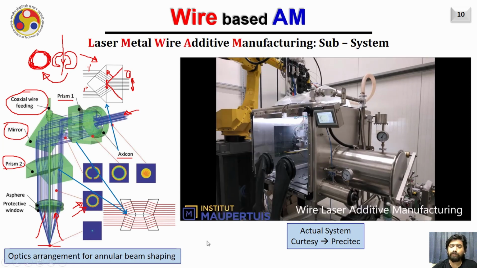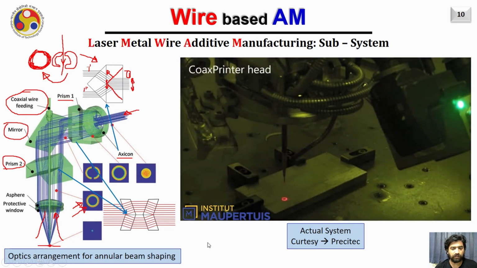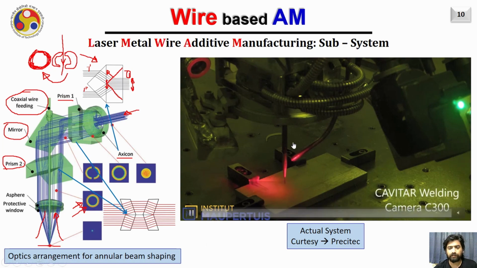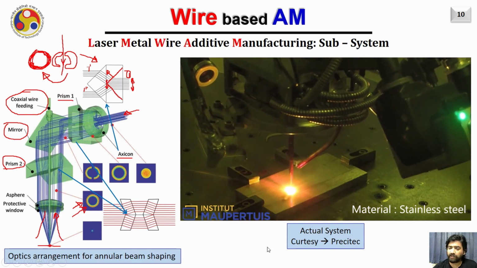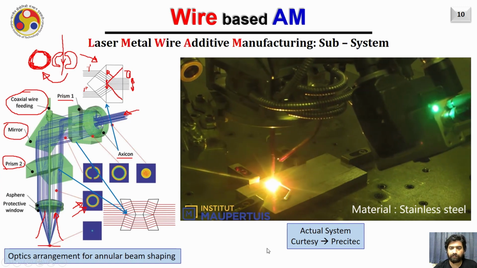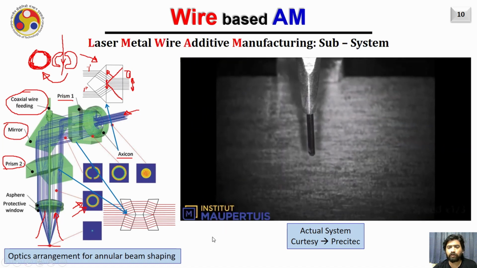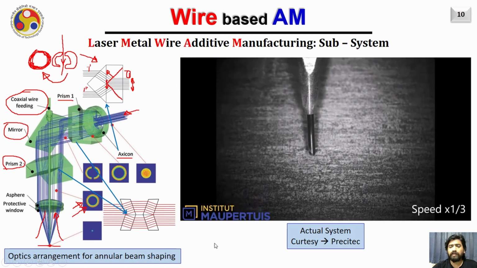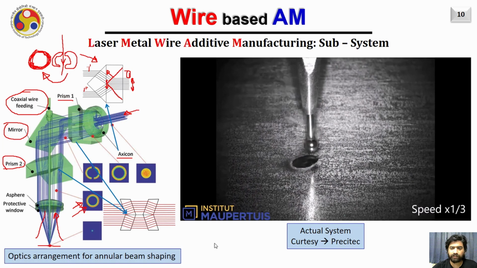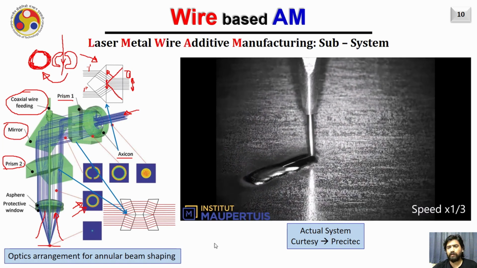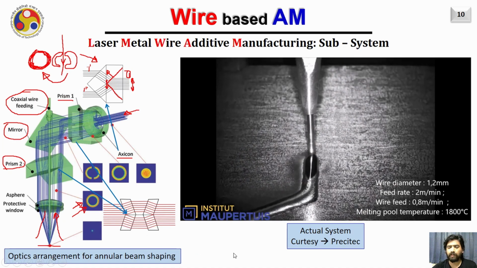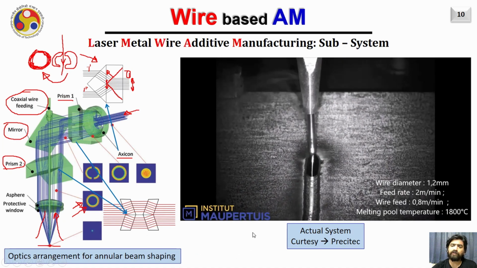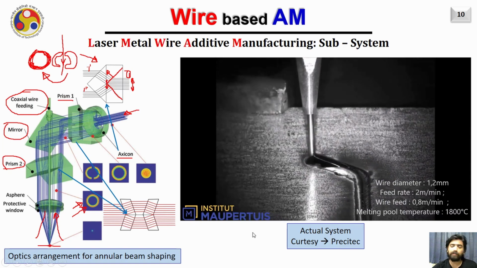This video will give you an idea how this particular system works. As you can see, the wire is at the center here. This is the wire, and it is depositing material onto a substrate. The laser is in the annular form. Here the same video is shown in slow motion. The laser is not visible, but it is coming in the form of a cone like you are seeing in the left side diagram. It is creating a melt pool, and the wire is getting fed from the center into the melt pool.